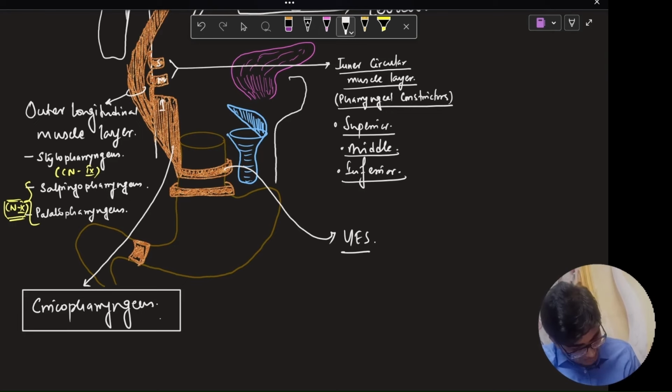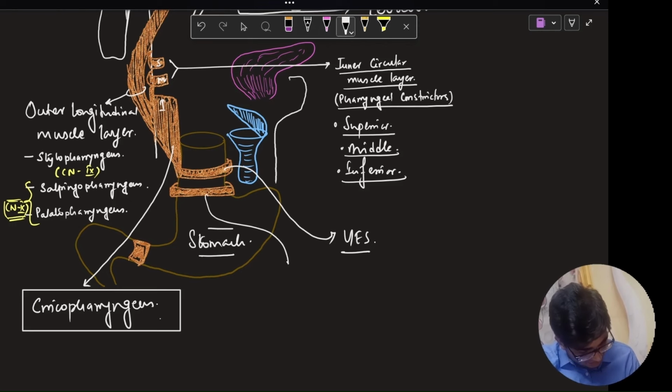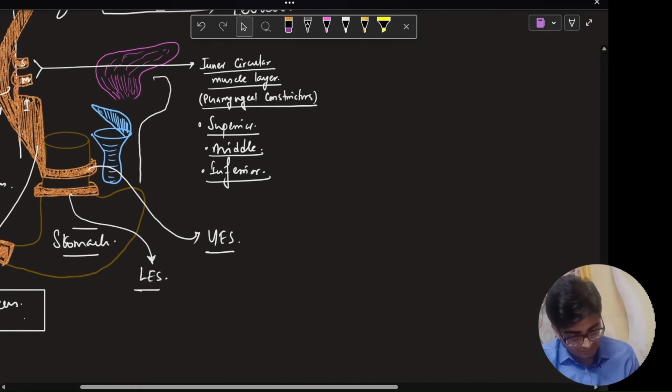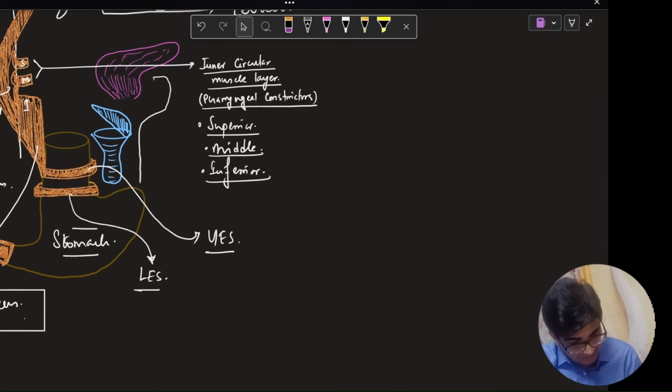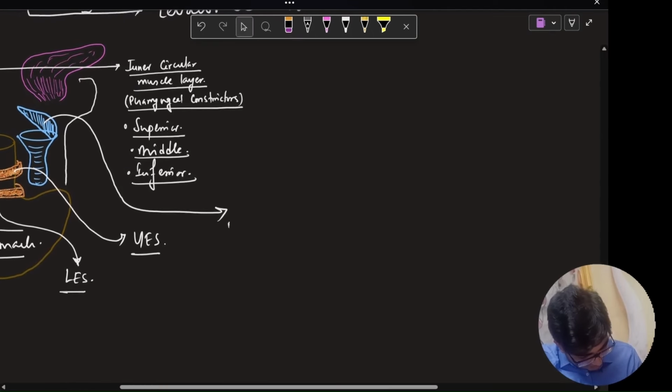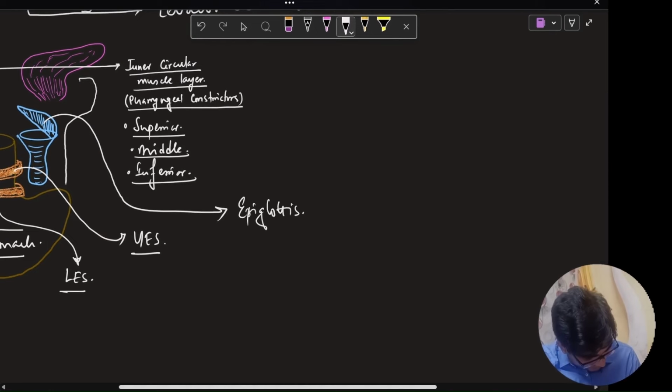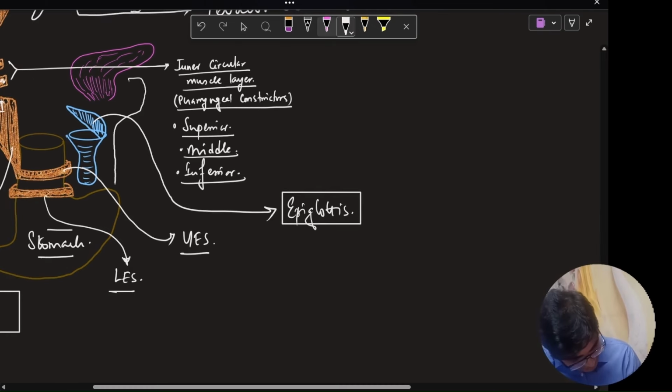Now this is the stomach. This is the part of the esophagus, and this is the part of the lower esophageal sphincter. This is the tracheobronchial tree. Obviously, my important points are in here only. One is the part of the epiglottis, and the other one is actually here.